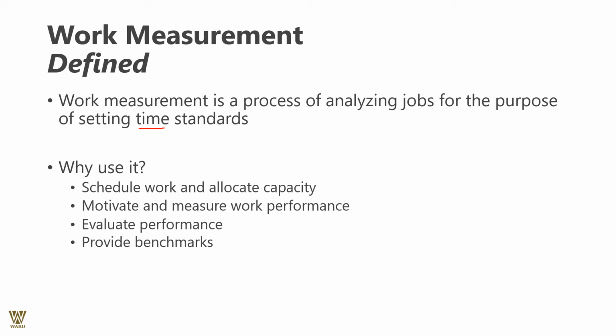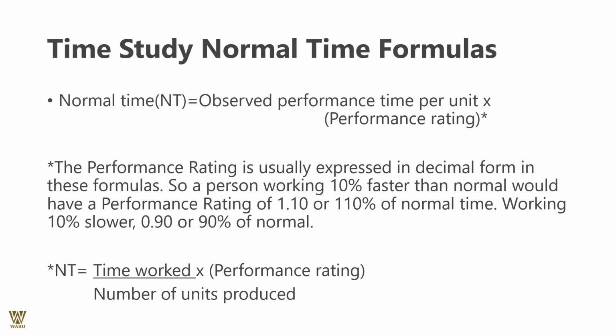So this is why we require to schedule or measure work. The most common methodology is time study, the normal time formula. NT is represented by normal time, wherein we have an observed performance time per unit. Let's say somebody is producing a mobile phone, probably in 15 minutes a mobile phone has been assembled per unit. That means observed performance time into performance rating.